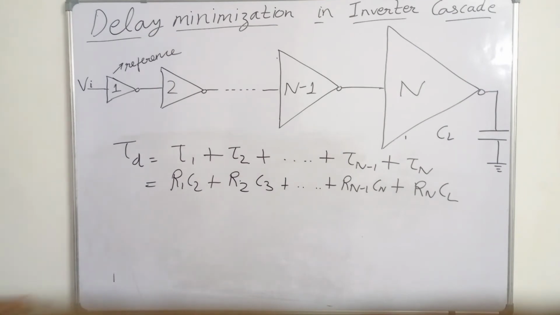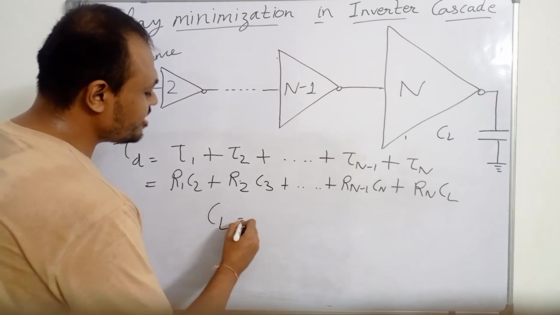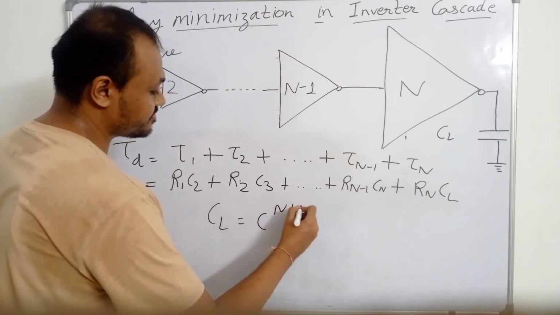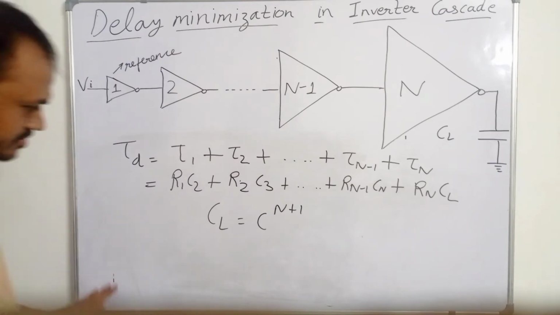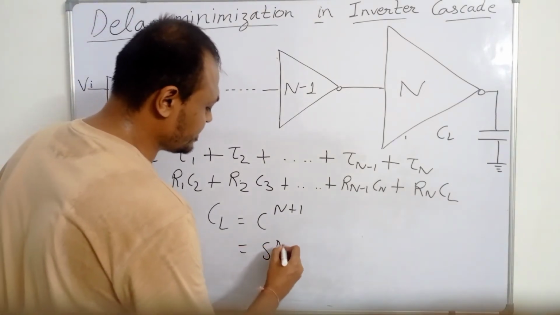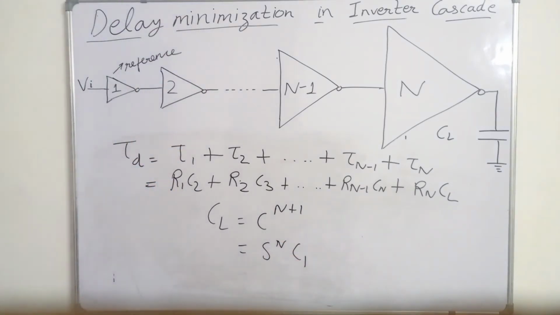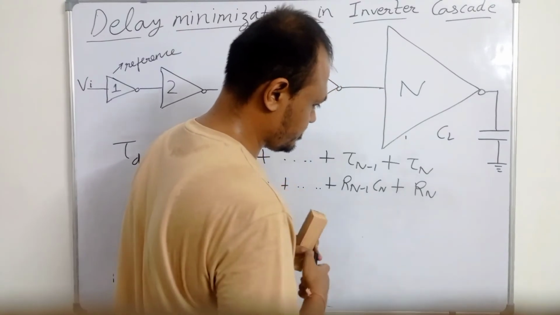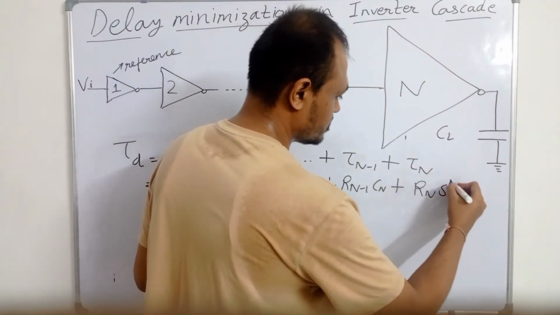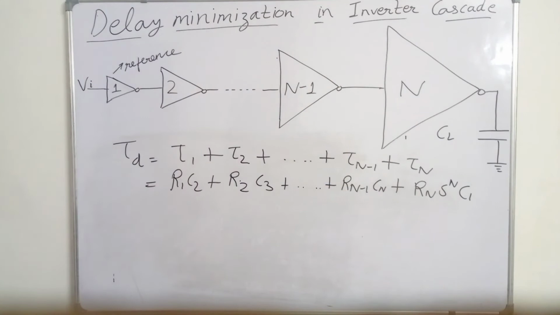Okay, so where CL will be equal to C of n plus 1. So we can write it as equal to s to the power n into C1. So we can write here CL equal to s to the power n into C1.